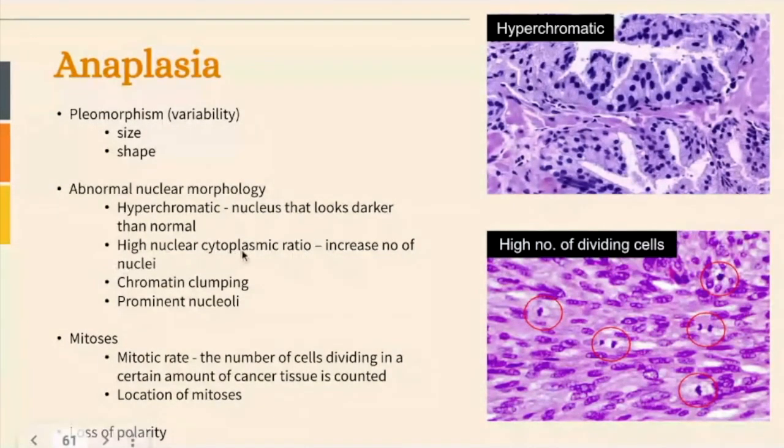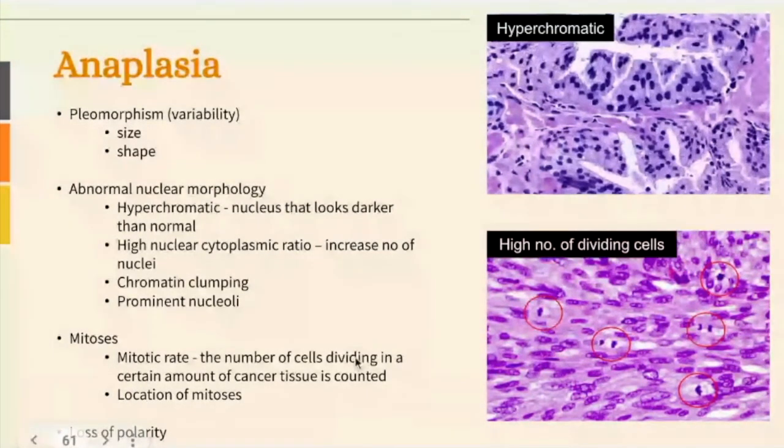So high nuclear cytoplasmic ratio, increased number of nuclei. So the abnormal tissue has an increased number of nuclei. One cell may have 2 or 3 or 4 nuclei, okay? Because it is not normal. Normal cell only has 1 nucleus. And chromatin clumping, and also prominent nucleoli. When the nucleus is big, sometimes you can observe the nucleolus in it, okay?